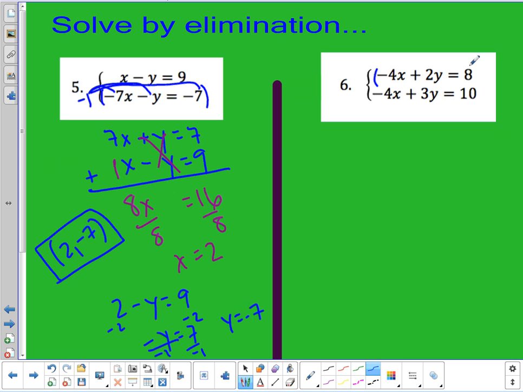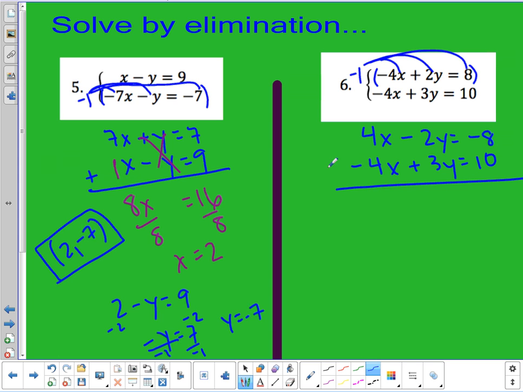So I'm going to take the top equation and multiply it by negative 1 so that that changes all three of those terms on the top. So now my top equation looks like this. Positive 4x minus 2y is equal to negative 8. Bottom equation stays the same. I haven't changed it. And then I add them up.